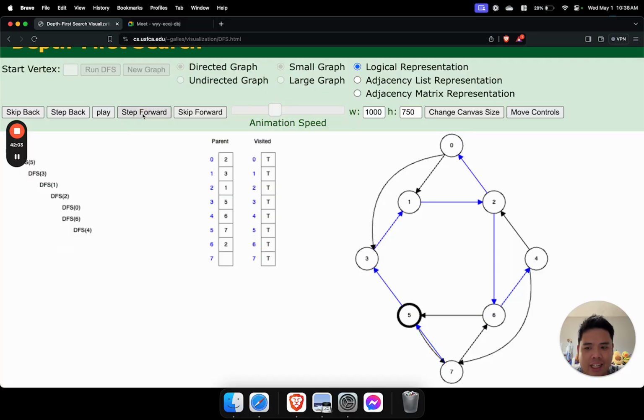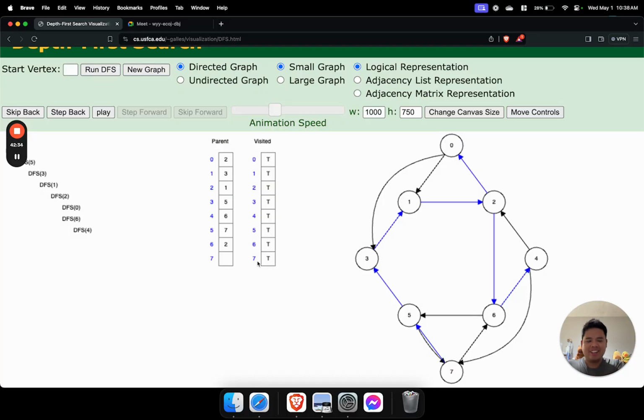So meaning my DFS for 5 ends and I'm back at 7. Does 7 still have anything to check? There is, which is 6. Is 6 already visited? Yes, it is. So it's done. Go back to 7. Is there still anything else that I need to check? Wala na. So that's the end of my DFS. I was able to visit all of the different nodes.